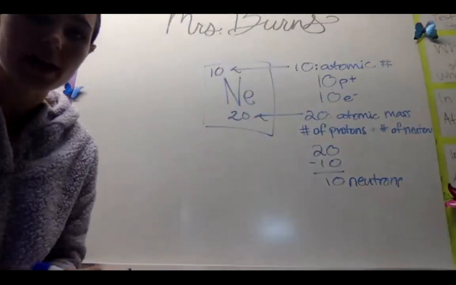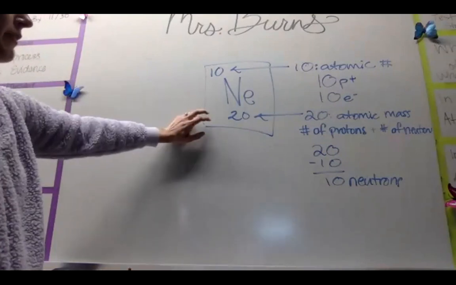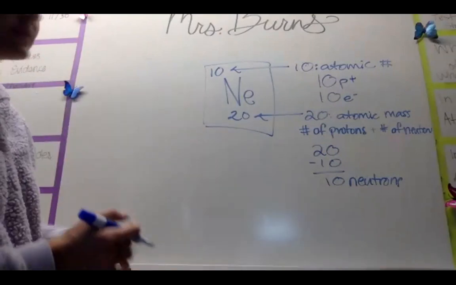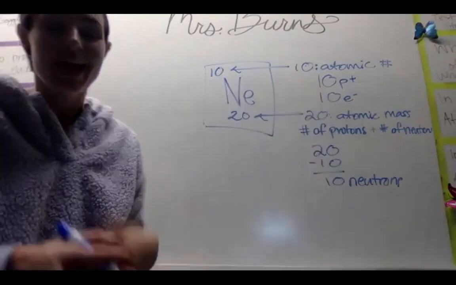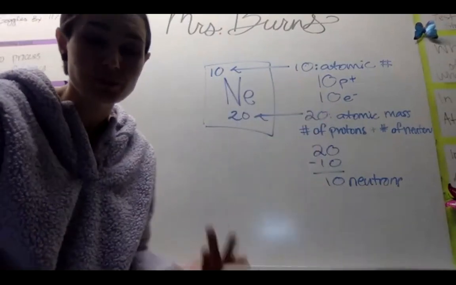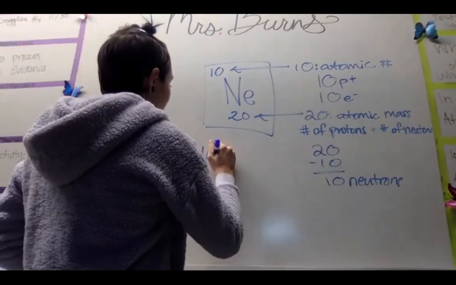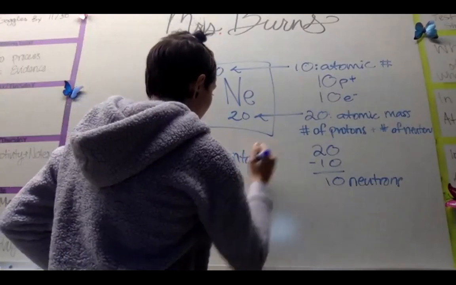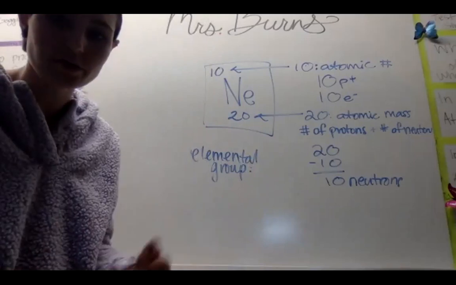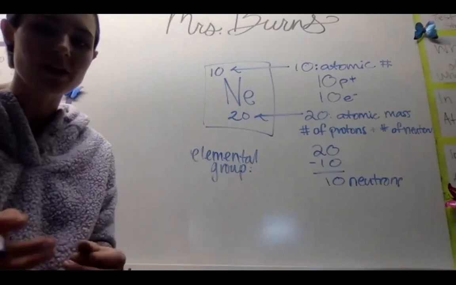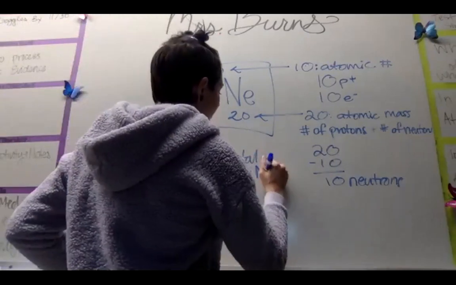So looking at a periodic table, I'm able to find out the atomic number, the atomic mass, and the number of protons, electrons, and neutrons. And then finally, depending on which periodic table you're looking at, it might also tell you the elemental group. The one that we've been using in class has different color codes. In the one that's in our notes, it has the color red for neon, which tells us that it is a noble gas.